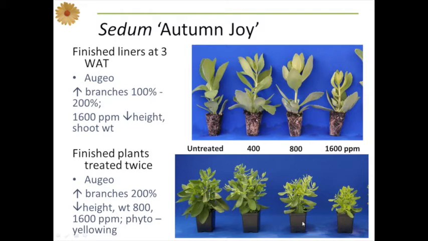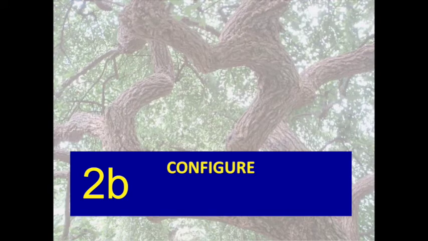800 parts per million still gave us some growth regulation. 1600 you don't want to duplicate. That's really too high to do multiple applications. These are still showing just a little bit of that yellowing that we see with Augio, but given if they were in bigger pots and given another week or so, we believe they would have covered just fine. So there are a lot of opportunities here for Augio as a branching enhancer.